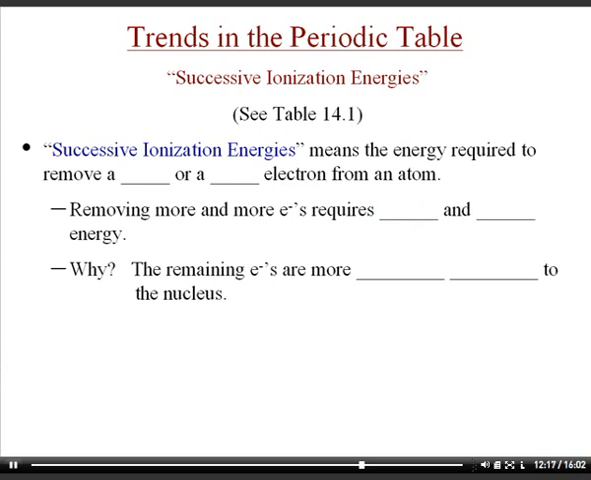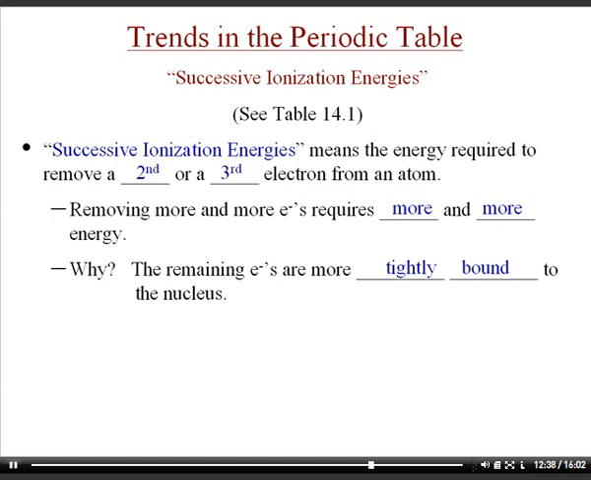Now, this word successive ionization energy just means you're trying to take away a second electron or a third electron from the atom. And if you remove more and more electrons, it's going to take more and more energy, because as you remove an electron, the atom is going to get smaller, and therefore the remaining electrons are closer to the nucleus and they're harder to remove. So the remaining electrons are more tightly bound to the nucleus.